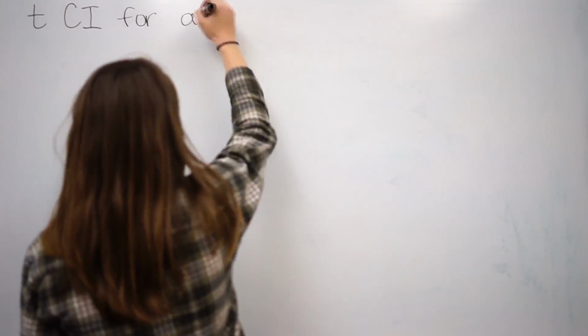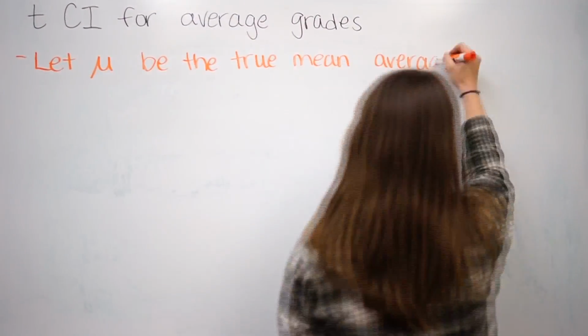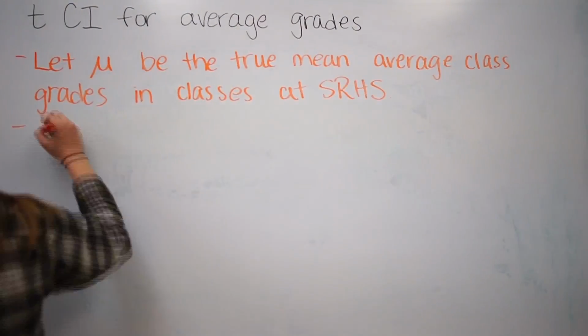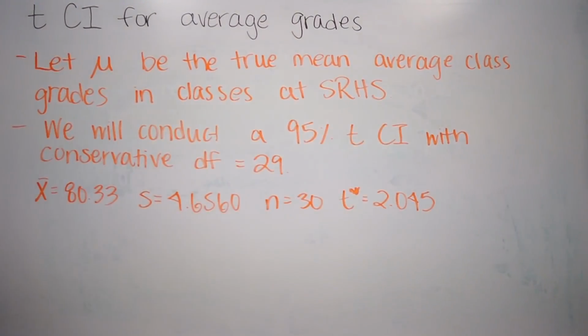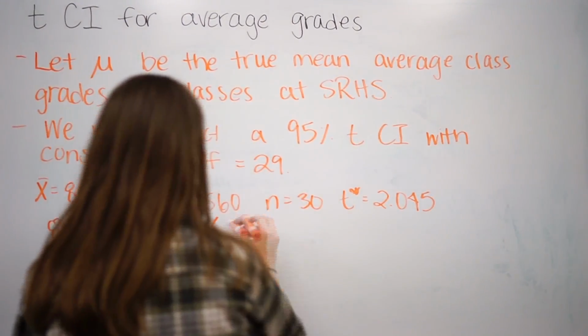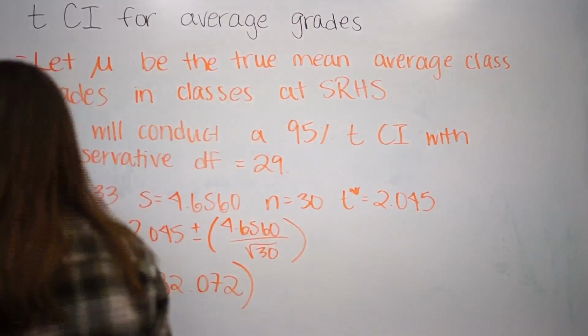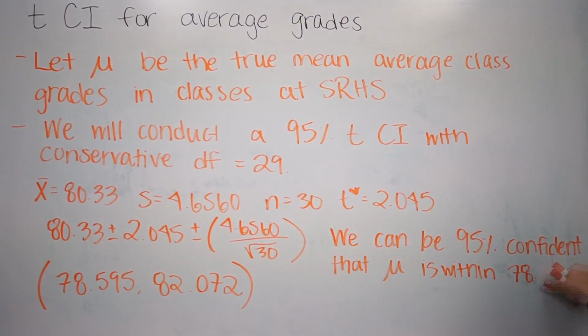This is the TCI for average grades from all the teachers that responded to our request to see their grades. So here we let mu equal the true average grade in classes, and we constructed a 95% TCI with a conservative degrees of freedom of 29, and we ended up with an interval from 78.595 to 82.072, which is pretty average, I'd say.